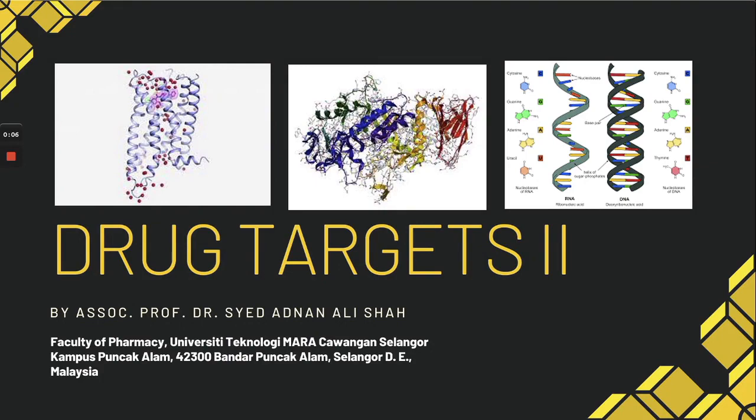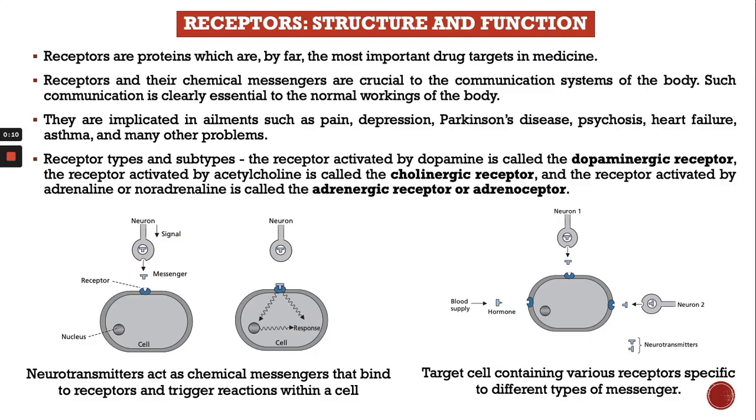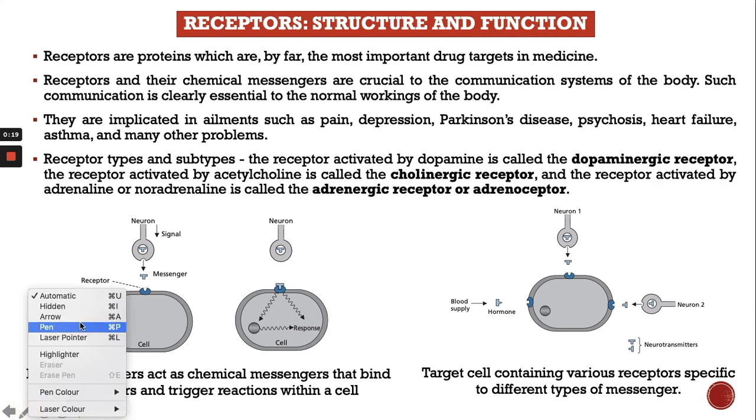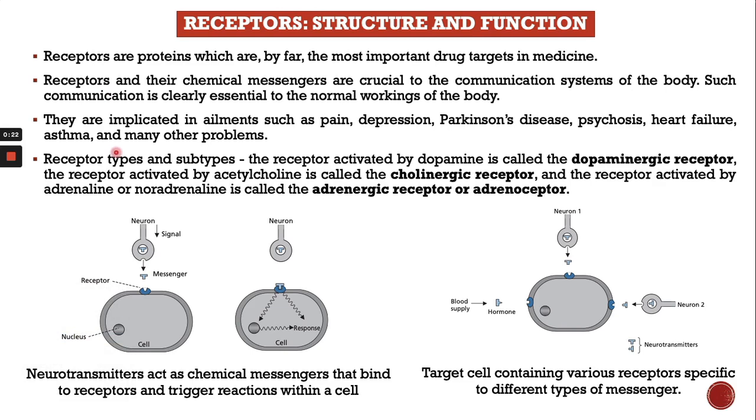Now we are moving to the next drug target, which is the receptor. Receptors are proteins which are by far the most important drug targets in medicine. The receptors and their chemical messengers are crucial to the communication system of the body. Such communication is essential to the normal working of the body. It is implicated in ailments such as pain, depression, Parkinson's disease, heart failure.